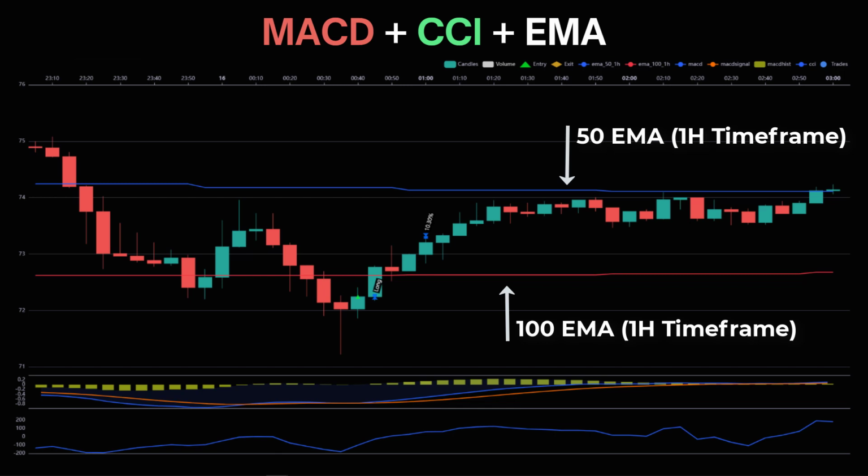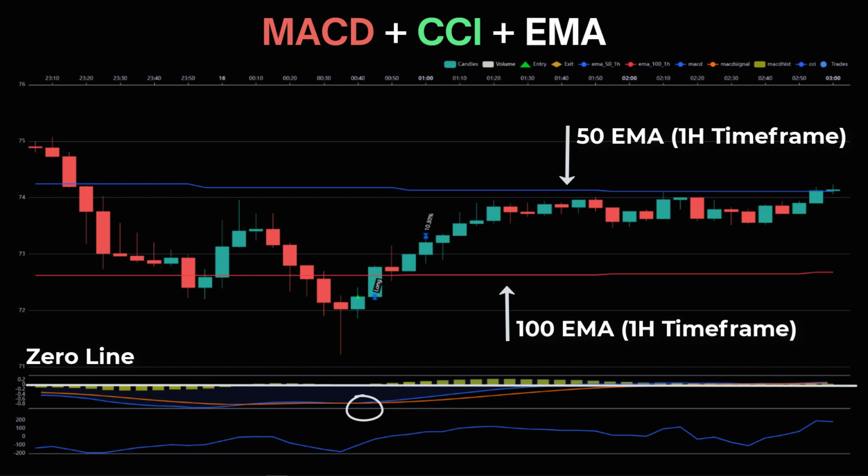The entry signal is determined by the MACD. When the MACD line, the blue line, crosses above the signal line, the orange line, and both curves are below the zero line, we have a strong entry signal.